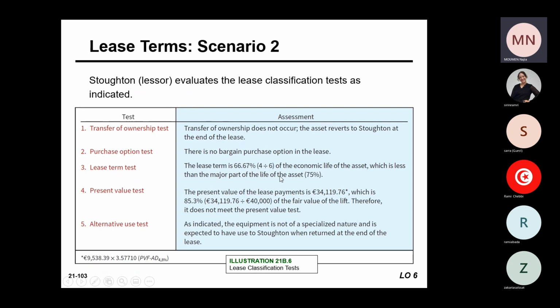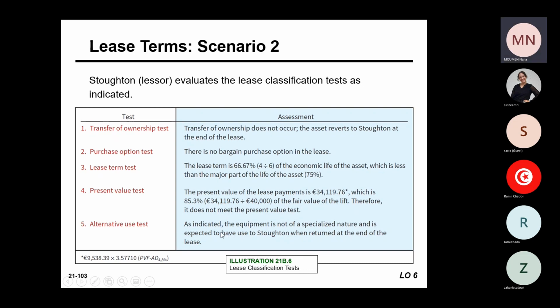For the lease term, the lease term is 4 years, while the economic life of the asset is 6 years. If you measure this ratio, you'll see that it is not covering the 75% of the life of the asset, so this test is not met. The following test is the present value test. If we compare the lease payments over the 4 years with the fair value of that lift, it is barely 85%, so it's not meeting the 90% threshold. This present value test is not met.